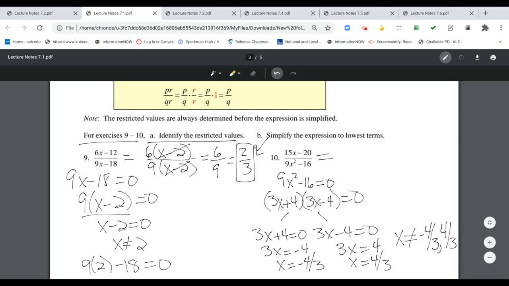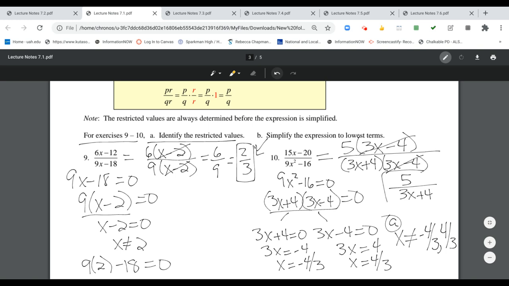Now, that is part A. That's listing the restrictions. Part B is to factor it. Well, we've already factored the denominator, 3x plus 4 and 3x minus 4. And we have to factor the numerator. So the common factor in the top would be 5, and 15 divided by 5 is 3, and negative 20 divided by 5 is negative 4. So I can cancel the common factors of 3x minus 4, and my final answer for part B would be 5 over 3x plus 4. That would be my final answer for number 10 with these restrictions.